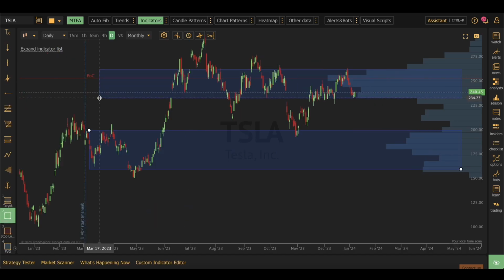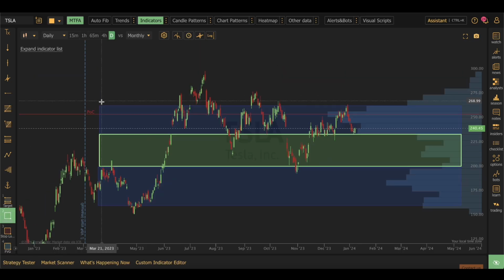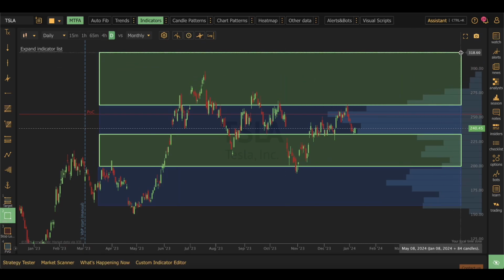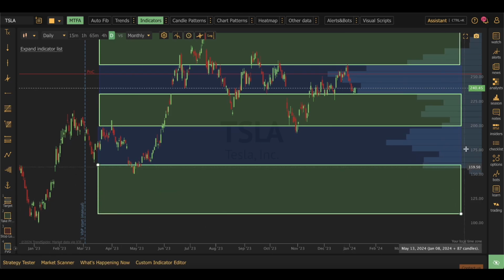This is going to leave a couple of spots, one at 234.77 down to about 200, which we'll mark off as green. Another area from about $265 all the way up to $300 plus, and then a very small area down here of about $150 to about $100.